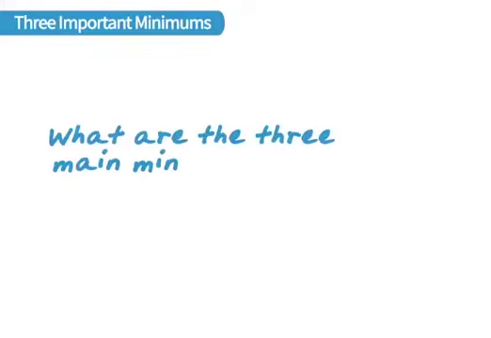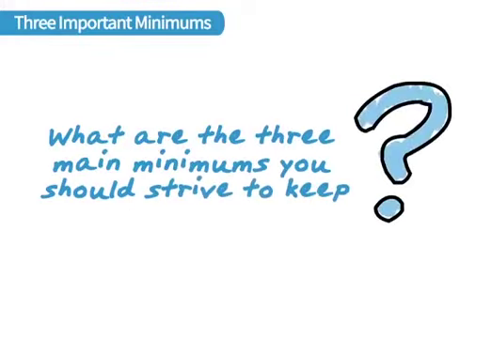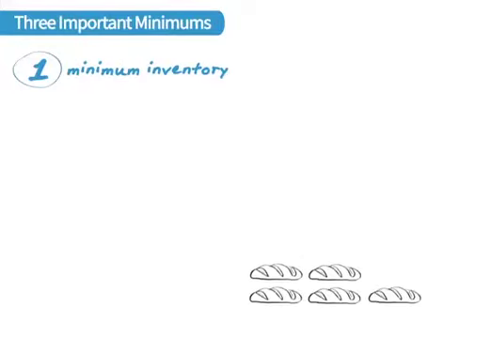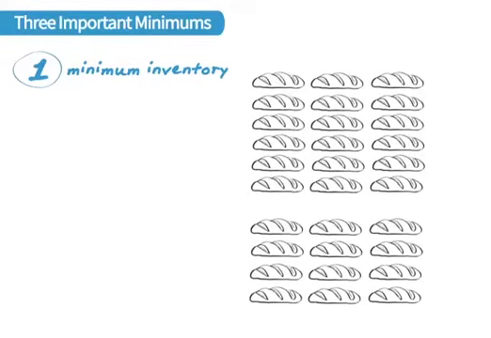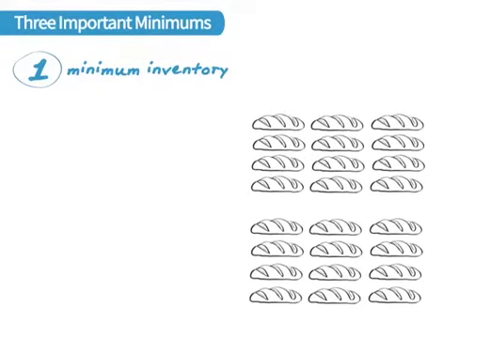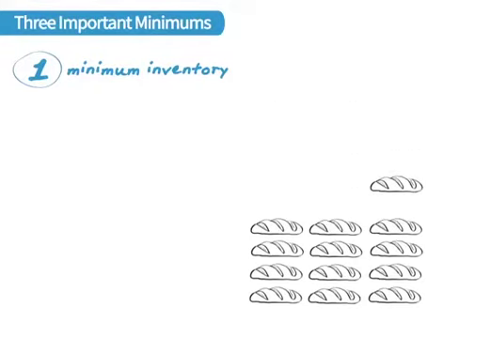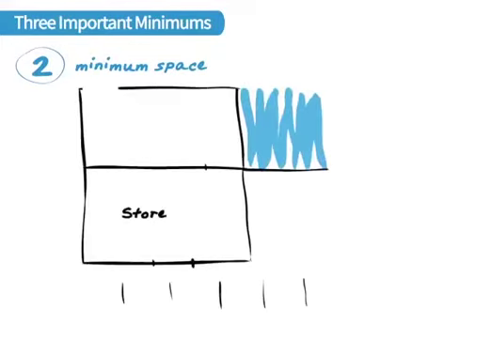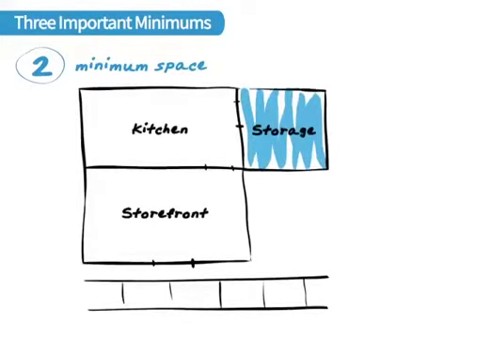So, what are the three main minimums you should strive to keep? Number 1, minimum inventory. Instead of keeping too little or too much stock on hand, you should strive to keep the minimum amount of raw materials or products that will still meet your sales needs. Number 2, minimum space. It will benefit your business and finances by seeking the minimum amount of space required to store your products and raw materials in order to reduce your storage expenses.